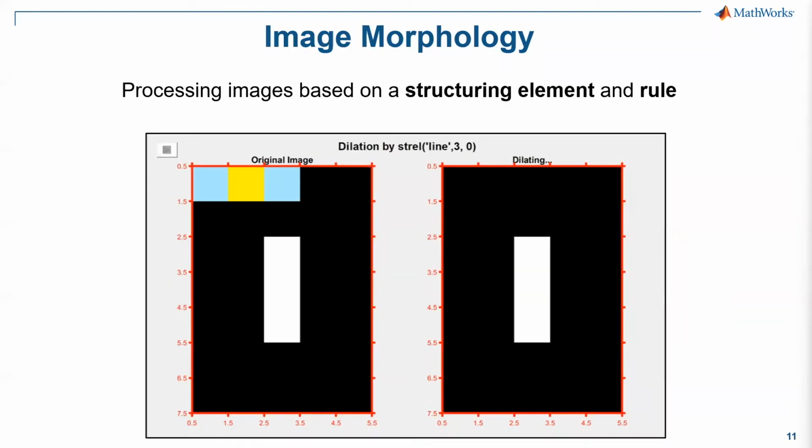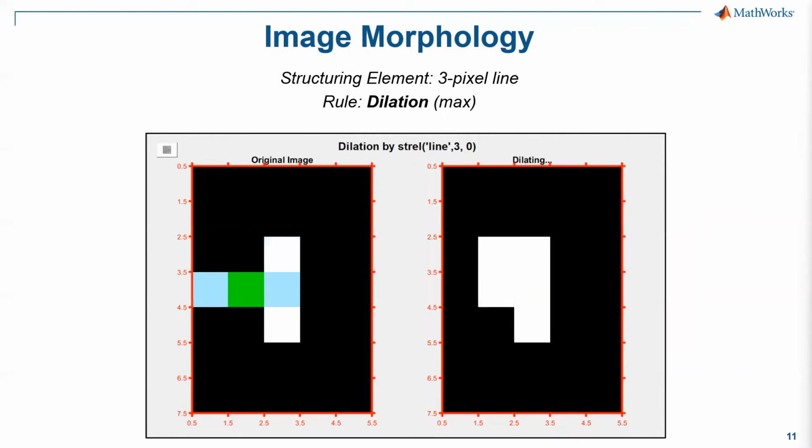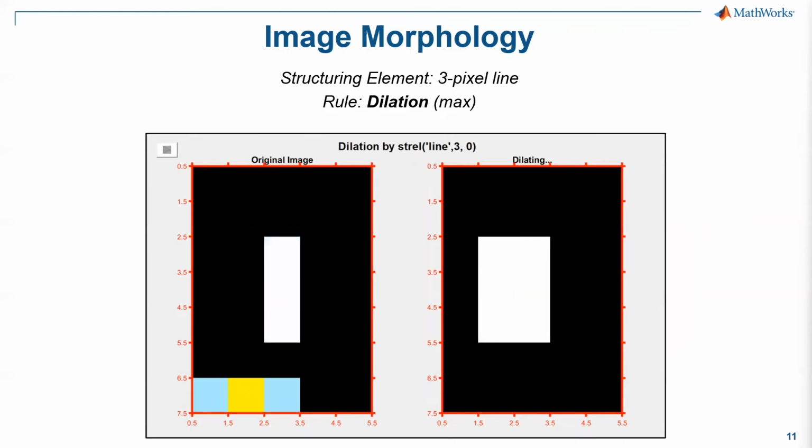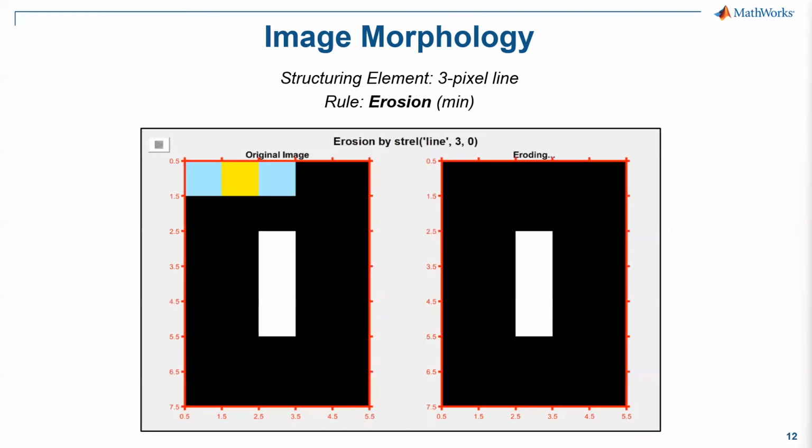In this slide, we will process one image with a structuring element and a rule. So here we have a dilation with a 3-pixel line. Here the operation tries to enhance the white pixels in the image. So you see on the right what the output is. This structuring element of a line is going through all the image and building this dilation of the white pixels.